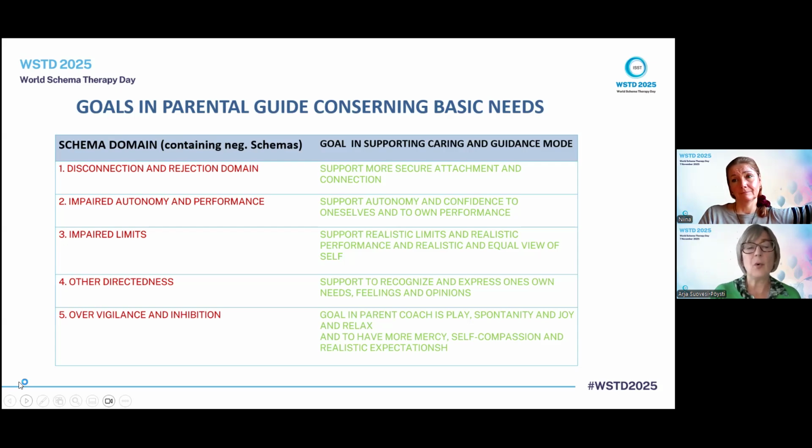And if the schemas are more in the area of other-directedness, the goal in parent guidance is to support recognizing and expressing one's own needs, feelings, and opinions. And if the schemas are in the domain of over-vigilance and inhibition, the goal in parent coaching is to support play, spontaneity, and joy, and to relax, and to have more mercy, self-compassion, and realistic expectations.